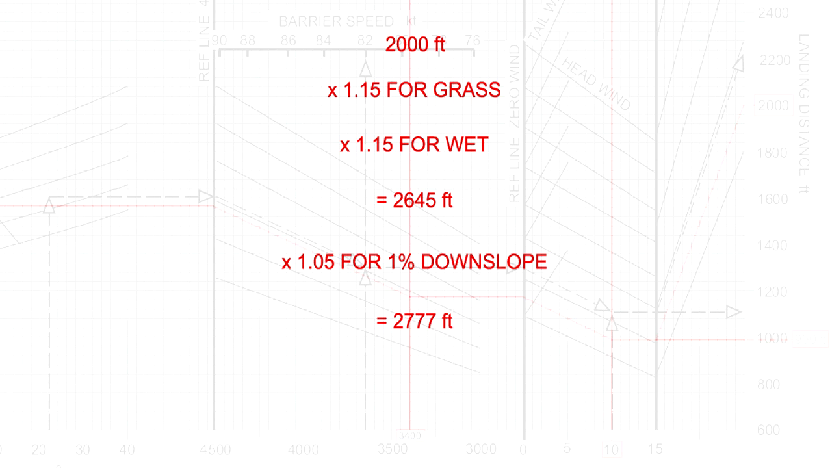This now makes the total gross landing distance 2,777 feet. To comply with the regulations, you may recall that the landing distance must be within 70% of the available distance at the airfield. Therefore, multiply 2,777 by 1.43. This means that our landing distance available must be at least 3,971 feet.